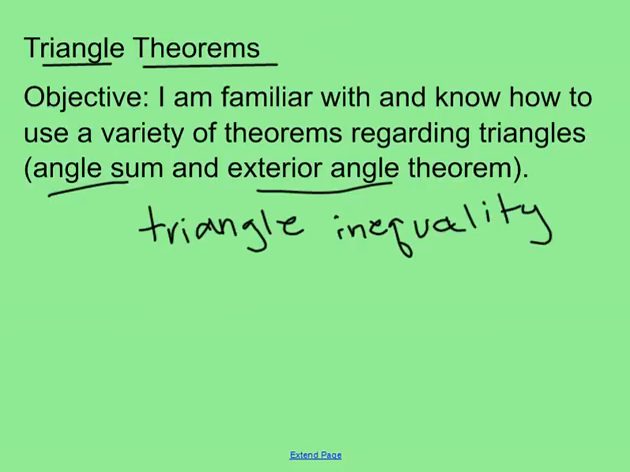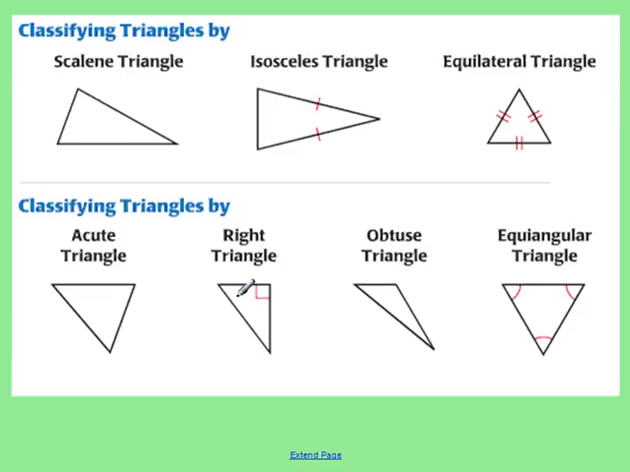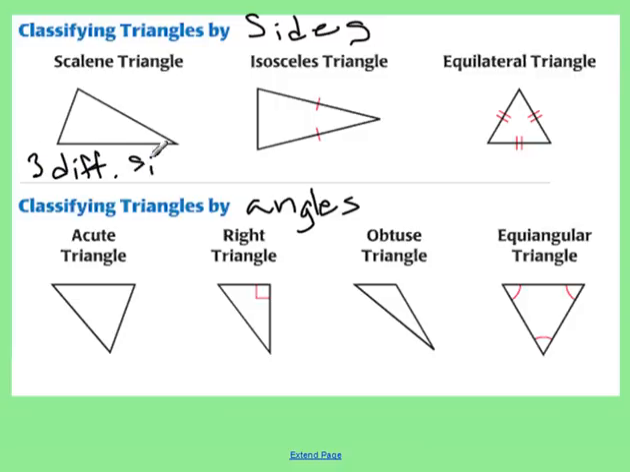So, first triangle theorem that we need to talk about. Well, actually, before we get to theorems, we have to review a little bit about what different kinds of triangles are. There are two different ways you can classify triangles. You can classify them by the length of their sides, or you could classify triangles by the size of their angles. So a scalene triangle is a triangle that has three sides that are not the same. So three different length sides.